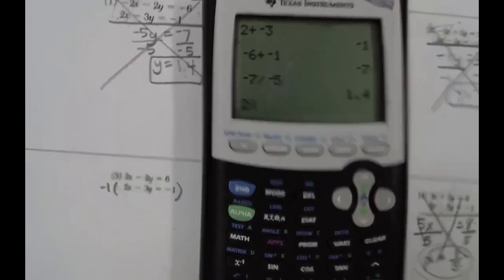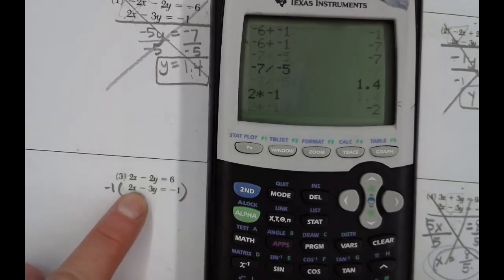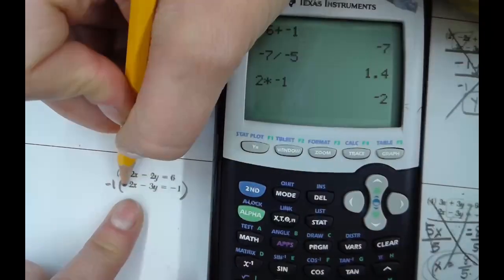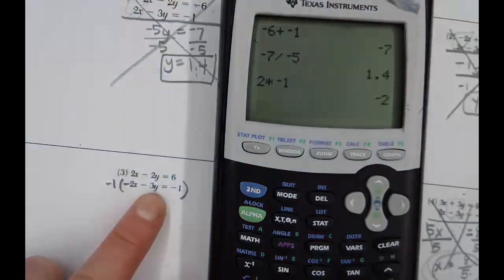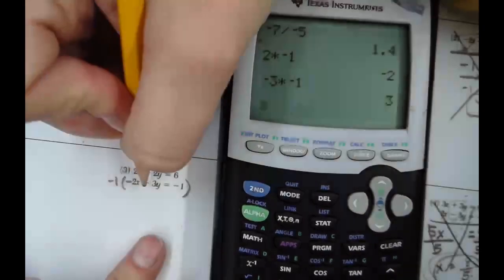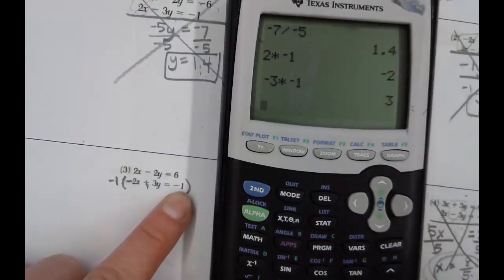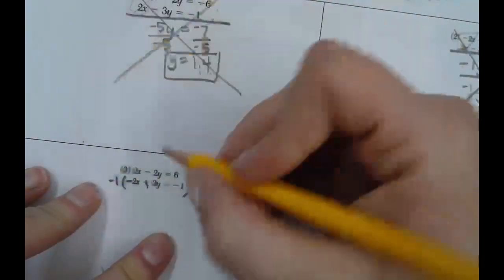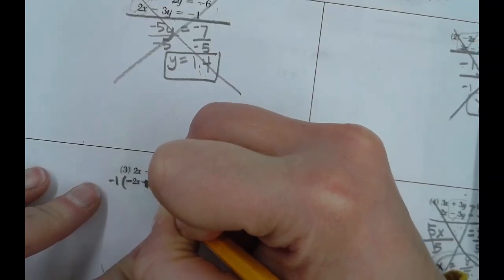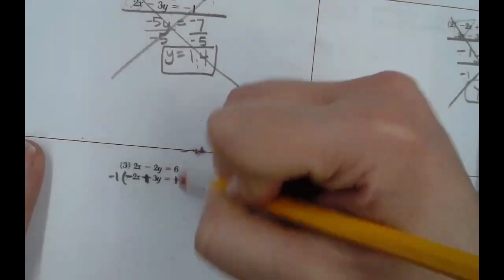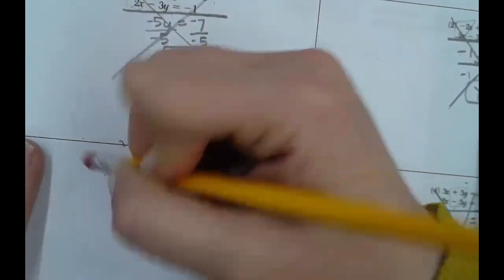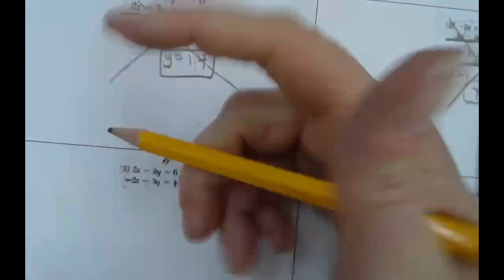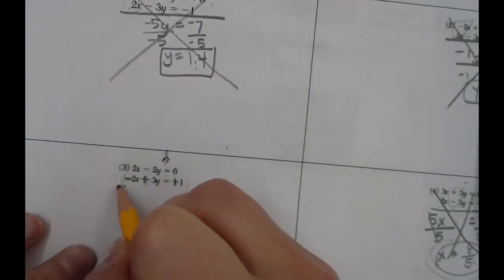2 times negative 1 is a negative 2. I'm going to just put the negative sign in front of that. Right? Negative 3 times negative 1 is a positive 3. And negative 1 times negative 1 is a positive 1. The best part about multiplying by negative 1 is all it does is change your symbols. So now we've got that. I'm going to erase the parentheses just to make it a little neater. And this is a plus sign, right? Plus. All right, let's do it.